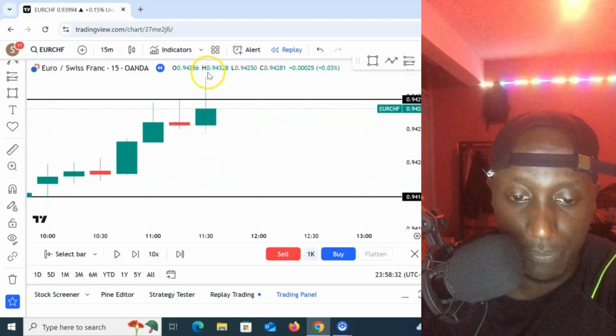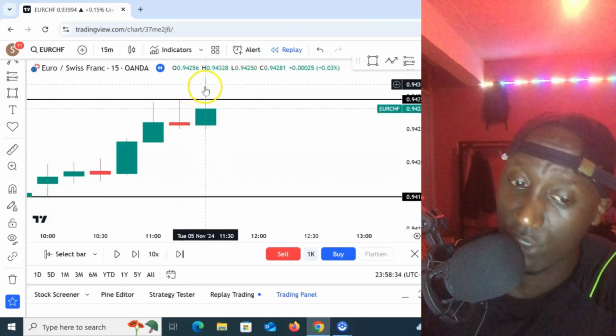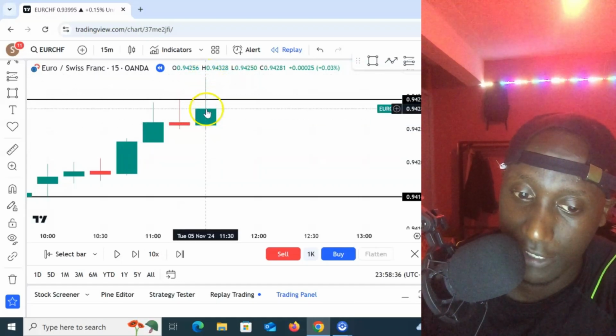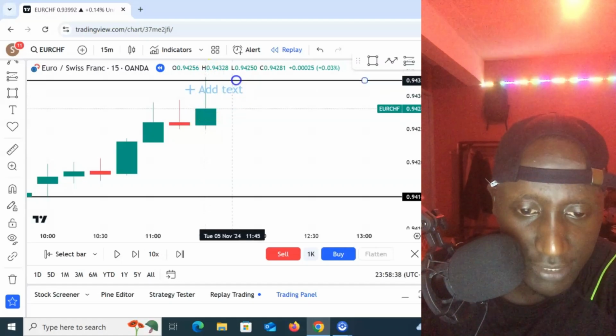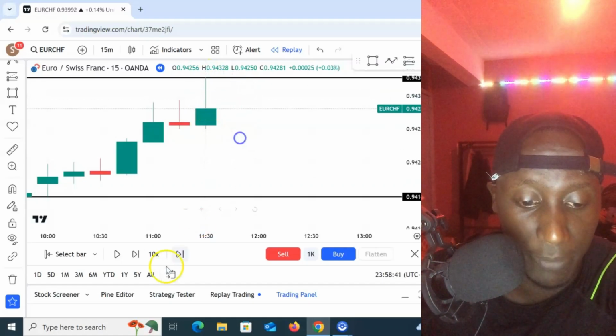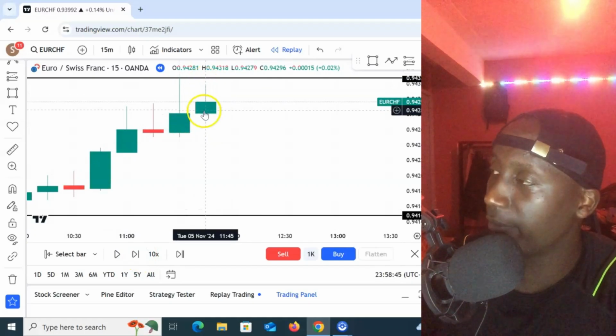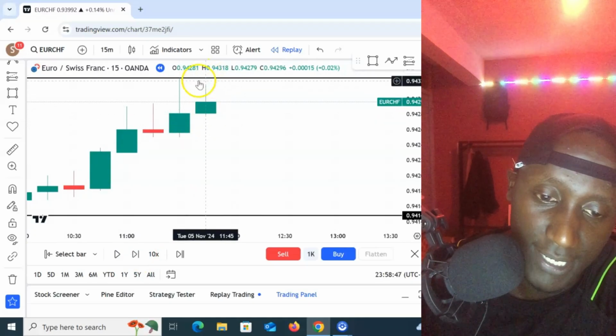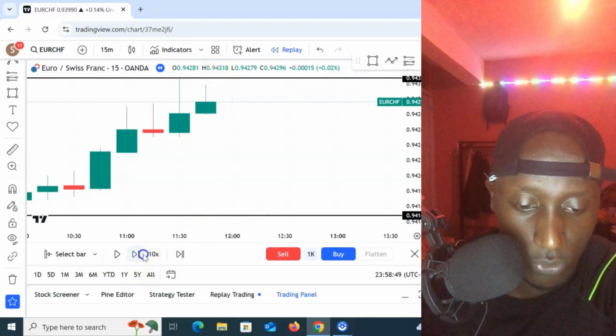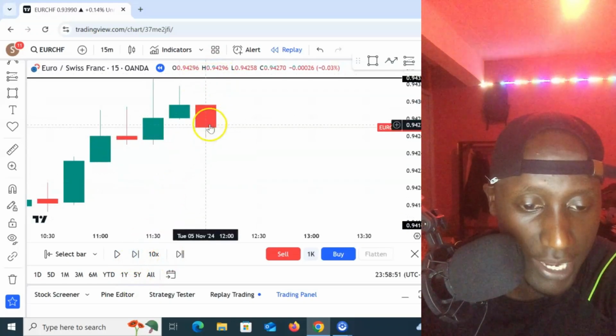So we see price went up and then came down, giving us a failed breakout, so I'm still very bearish. What happens? Again, I'm still very bearish because price is inside of this high and this low. What happens? I'm still very bearish.